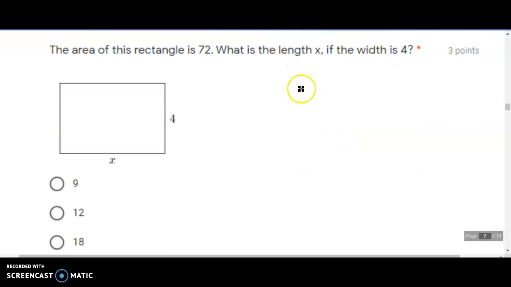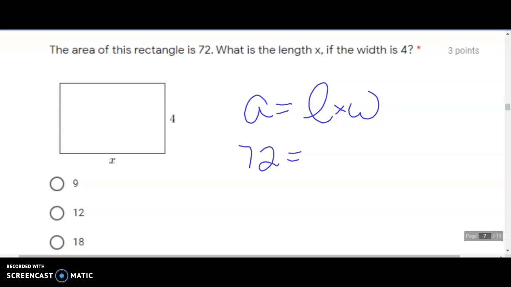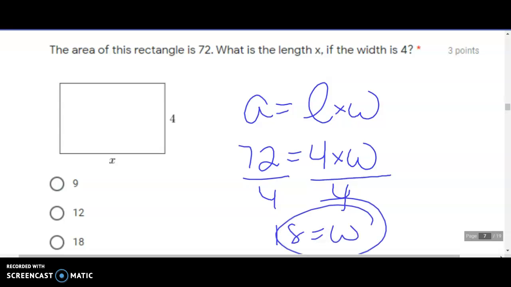The area of the rectangle is 72. What's the length? Okay, so we know that for a rectangle, area equals length times width. We know the area is 72. We know the length is 4. The width we don't know. So we divide by 4. We divide by 4, and 72 divided by 4 equals 18.